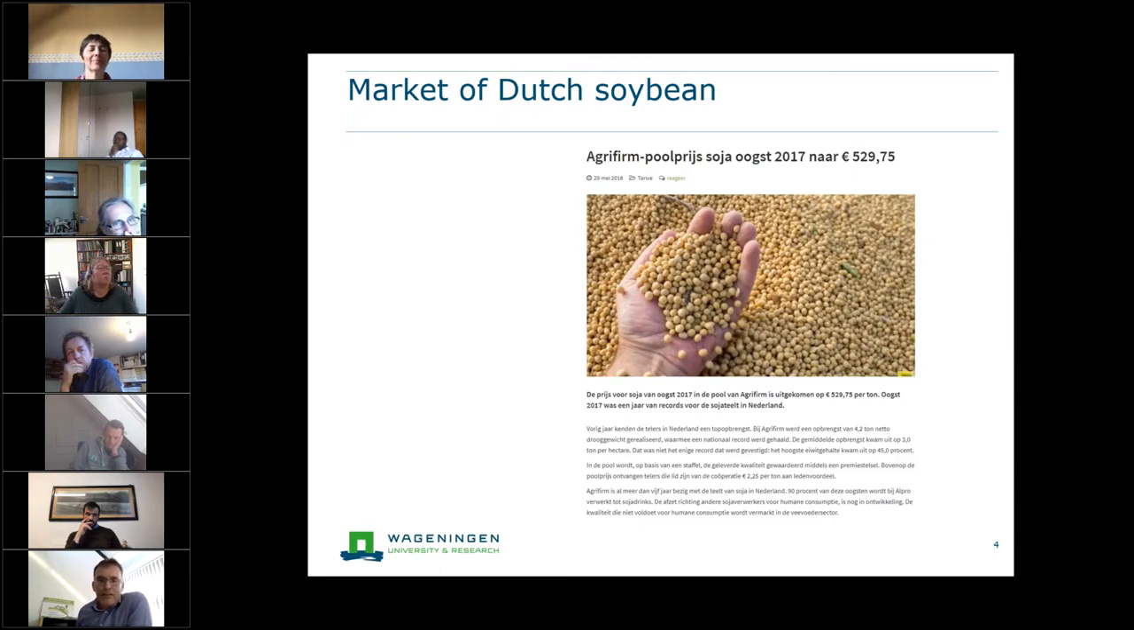Now, maybe this slide is in Dutch, and it's not for you to read. You may if you want, but I only want to draw your attention to the figure on the right-hand side, 529.75 euros. That was a price that Agrifirm realized for their farmers for soy. Now, if you produce about 3 tons or 3.5 tons of soy, you get a turnover which is higher than for winter wheat. So at that time we thought, okay, that 10,000 hectares is within reach. Why it did not work out that way, I will tell you at the end.